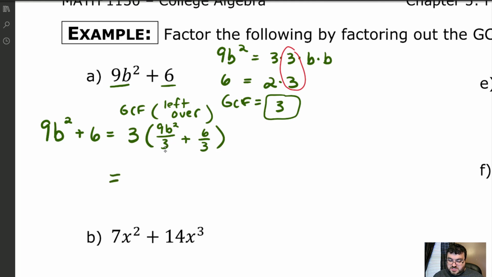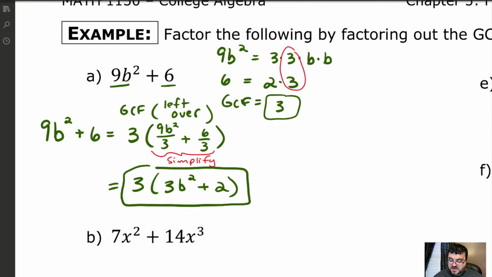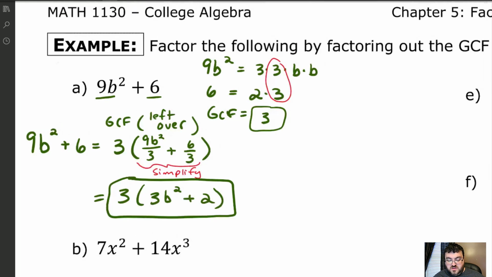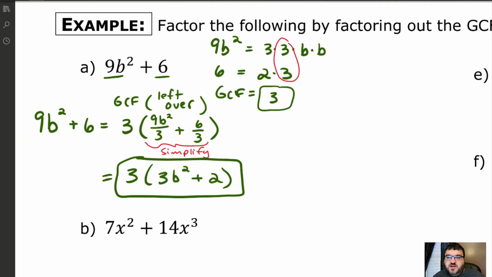Well, if we reduce this, let's simplify this a little bit. What we end up getting here is 3b squared plus 2. That right there will end up being how you factor out the GCF from an expression. So the final answer for this problem will be the GCF on the outside, and then what's left over. So your GCF is on the outside, and the leftover stuff is right here.